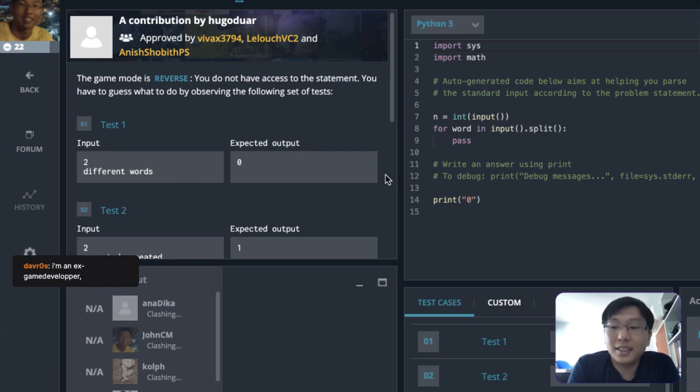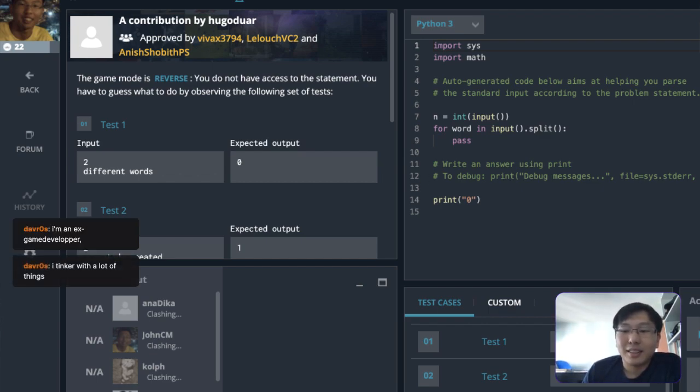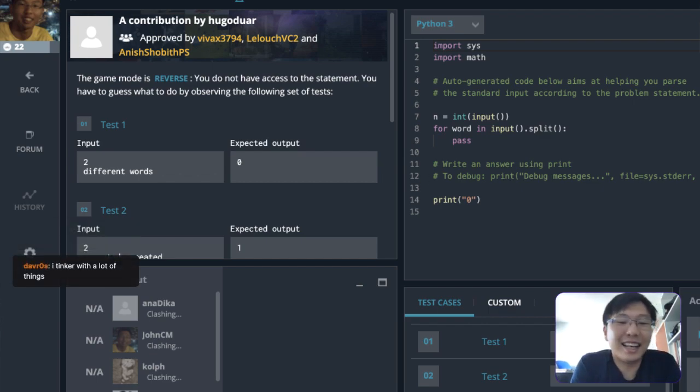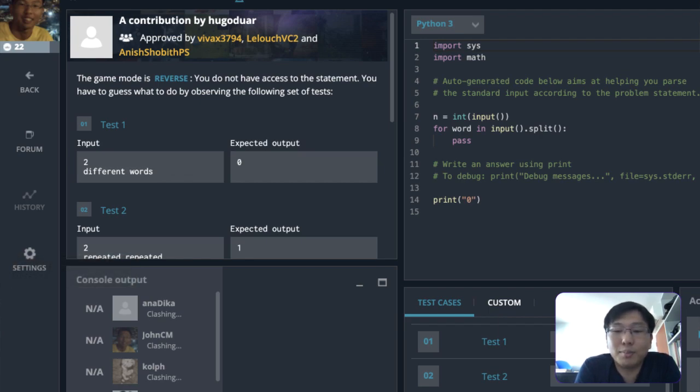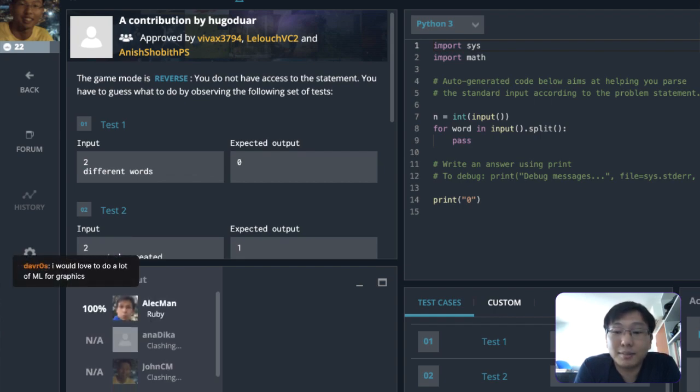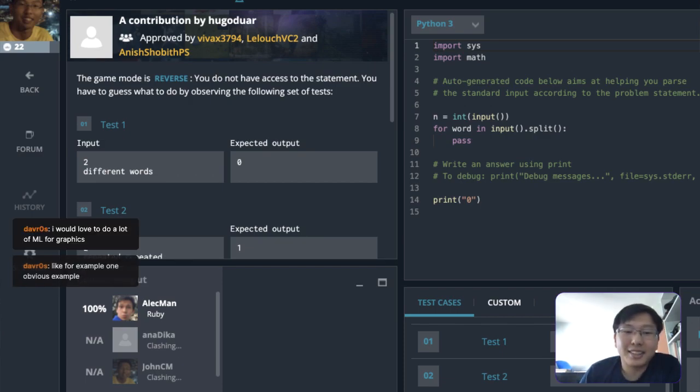Oh, nice. Ex game developer. Yeah, I'm trying to set up a game development course to teach coding. I mean, after I graduate from my PhD, perhaps I'll try to do that, and probably infuse some AI elements inside it. Nice, ML for graphics.